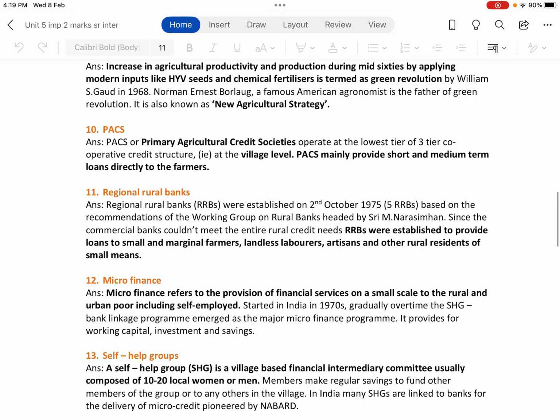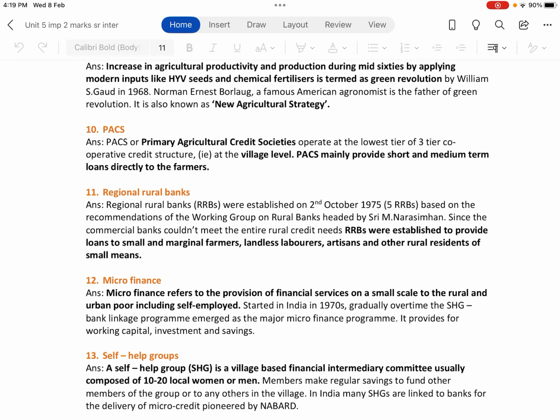Then the 10th question, PACS. PACS, or Primary Agricultural Credit Societies, operate at the lowest tier of the 3-tier cooperative credit structure at the village level. So these cooperative credit societies have a 3-tier structure to lend loans to the farmers. At the lowest level, it is the Primary Agricultural Credit Societies, that is PACS. They operate at the lower level and have direct contact with the farmers.